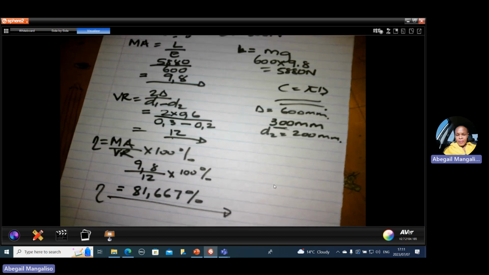So the next video will be based on a pulley block system, the differential pulley block.